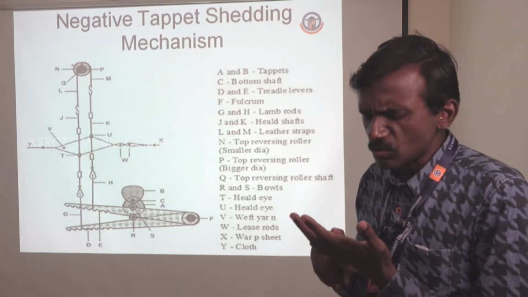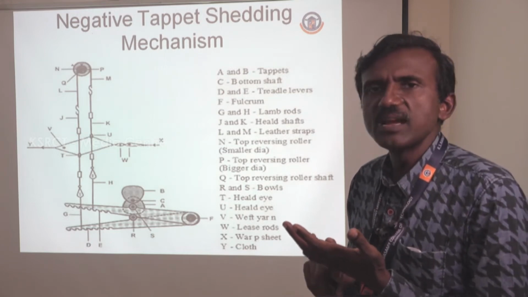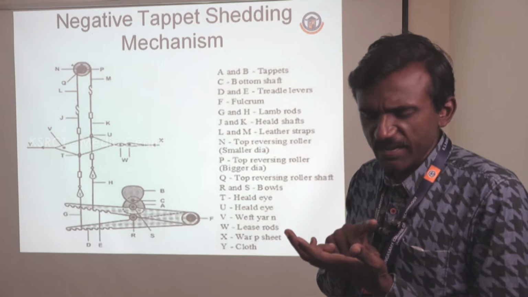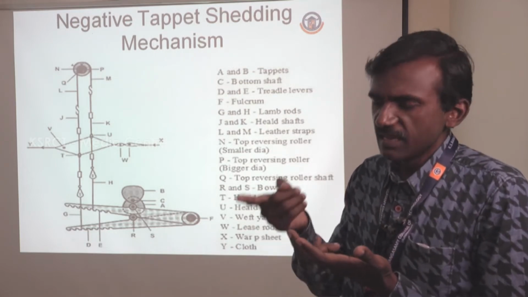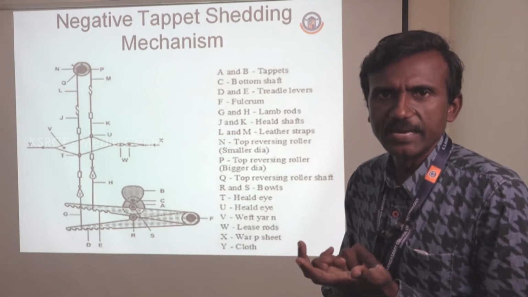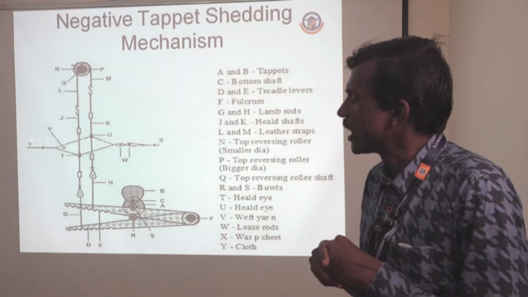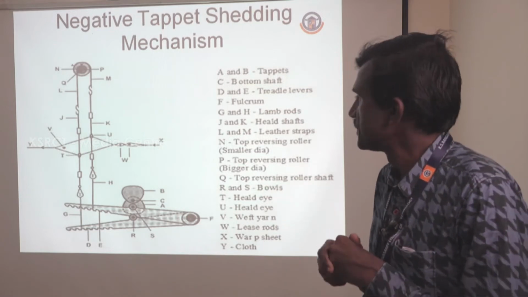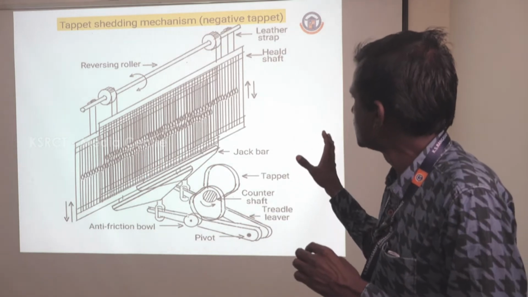That is, for two rotations of the crankshaft mechanism, the shuttle will travel from one side, for example from left to right, and again return back to the left side. That is, two cycles of operation will be completed by one rotation of the bottom shaft. And this is how the mechanism looks in the weaving machine.